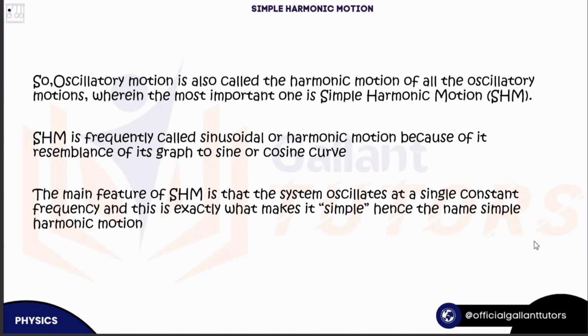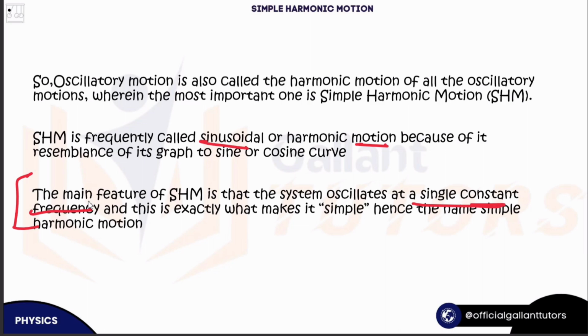Alright. Oscillatory motion is also called harmonic motion, and of all the oscillatory motions, the most important one is simple harmonic motion. Simple harmonic motion is frequently called sinusoidal motion because its graph resembles a sine or cosine curve. The main feature of simple harmonic motion is that the system oscillates at a single frequency, and this is exactly what makes it simple. Hence the name simple harmonic motion.